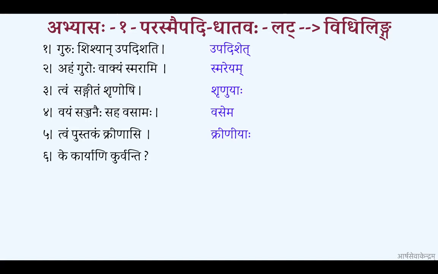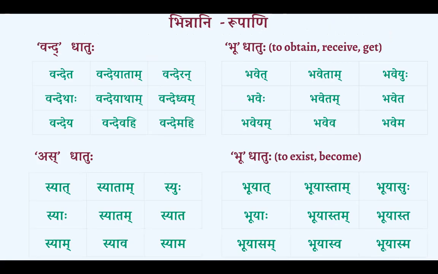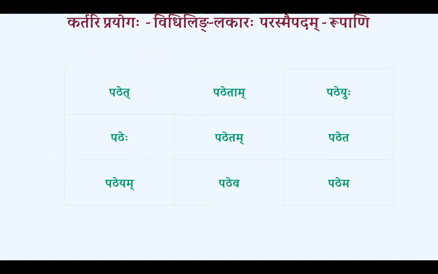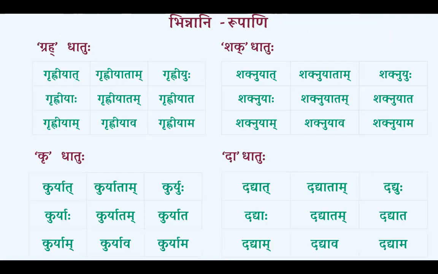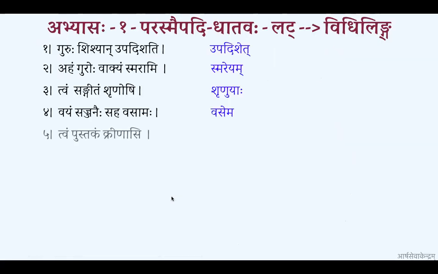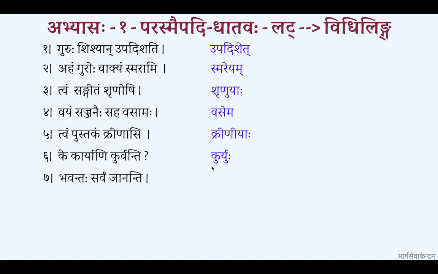Hina Mahode. Ke karyani kurvanti. So it will be ke karyani kuryat. Kuryuhu. Artaha kaha? Who all should do this work? So you are distributing the work among everybody. So who must do this work? Uttama.